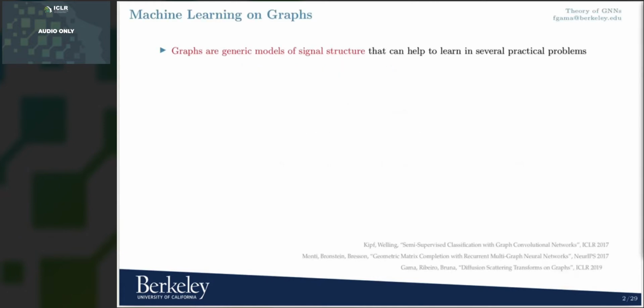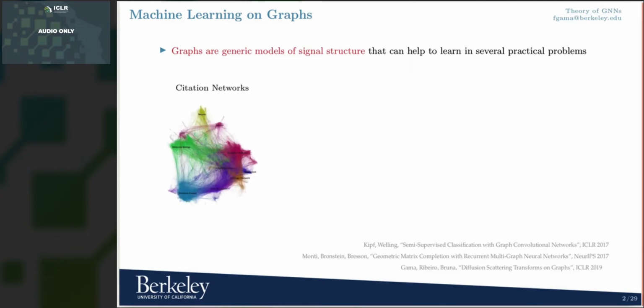This talk focuses on machine learning on graphs. The reason why we care about machine learning on graphs is because graphs are generic models of signal structure that can help to learn in several practical problems. For example, in data arising from citation networks, where we consider each paper to be a node, and the graph is used to describe the citations among all those papers. The objective of a semi-supervised problem is to classify these nodes according to the field they belong to.